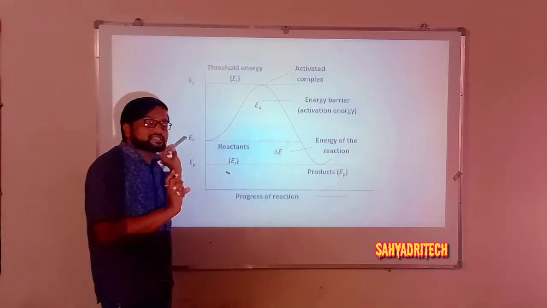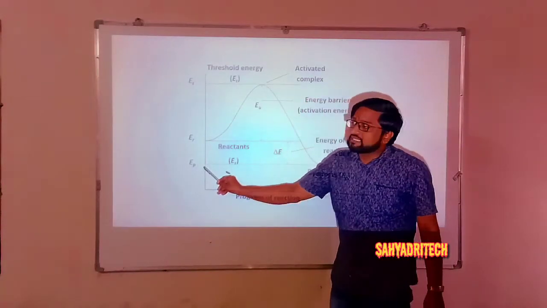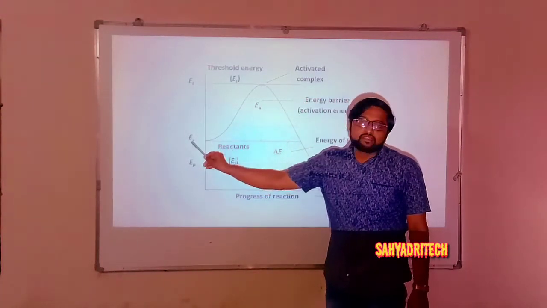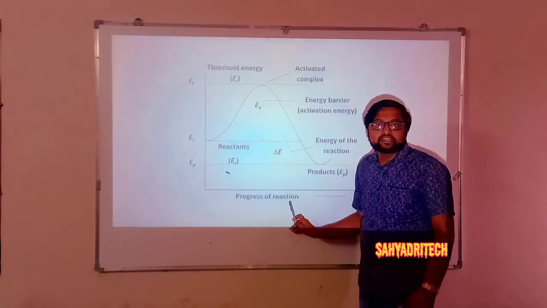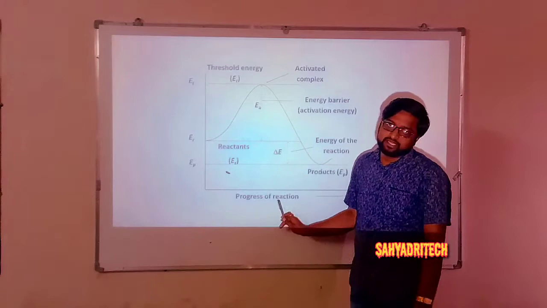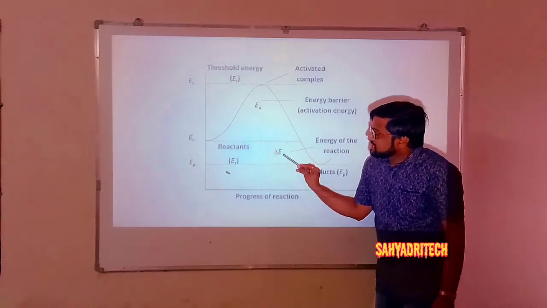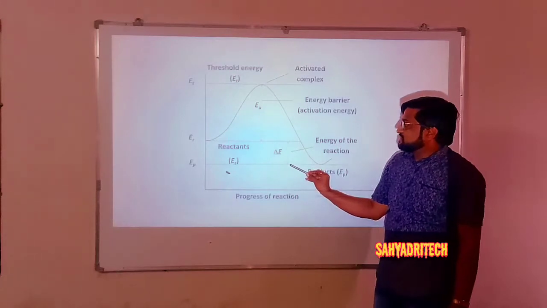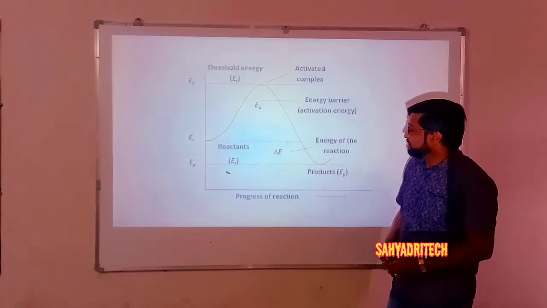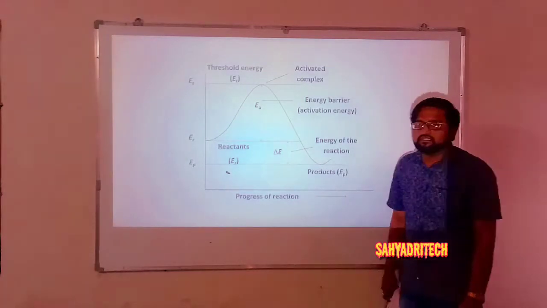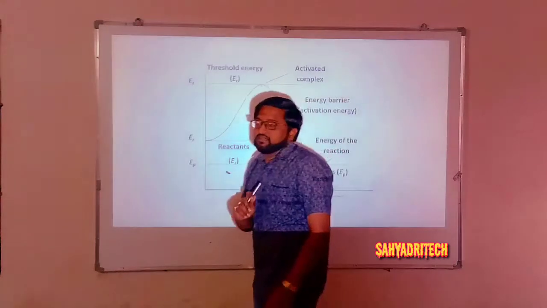What is the necessary condition here? The energy of product molecules must be less than the energy of reactant molecules, so that the reaction is feasible and takes place, otherwise it does not. Okay, so what is this? Delta E indicates the change in energy, or I can say the energy of the reaction. Well, that is the graphical representation of threshold energy and activation energy.